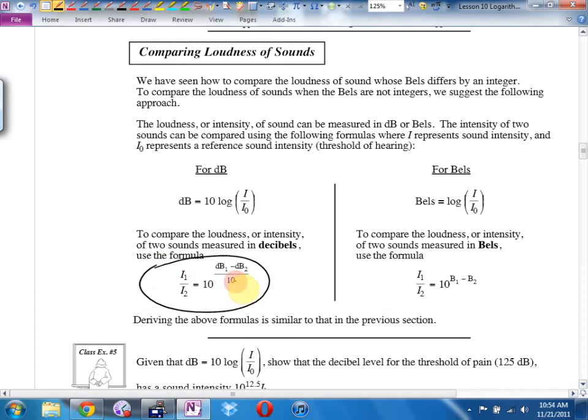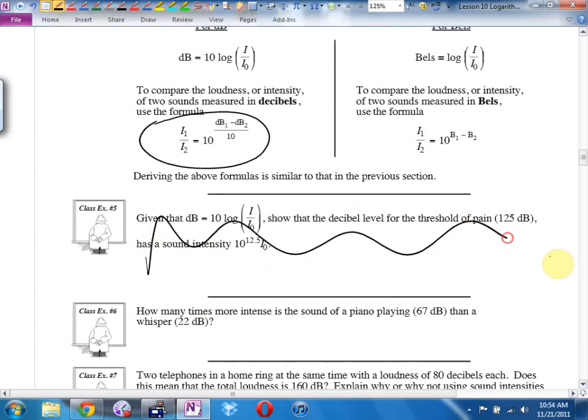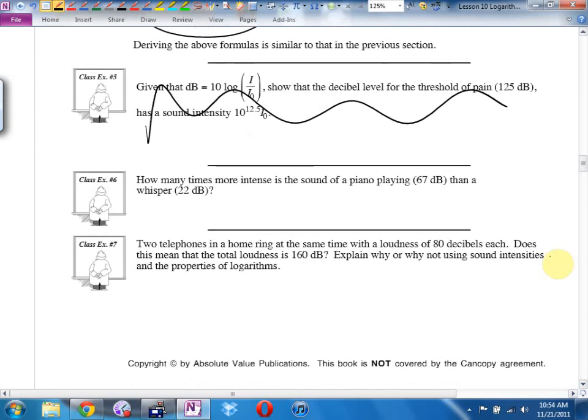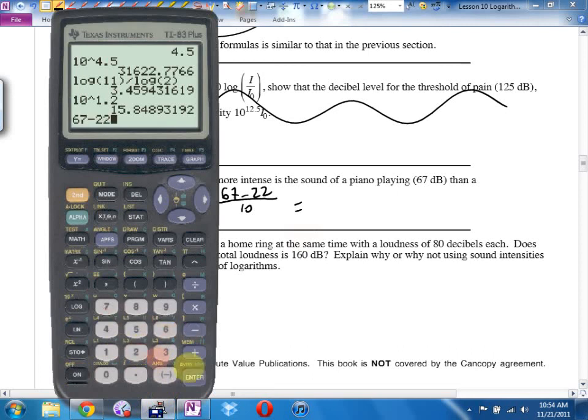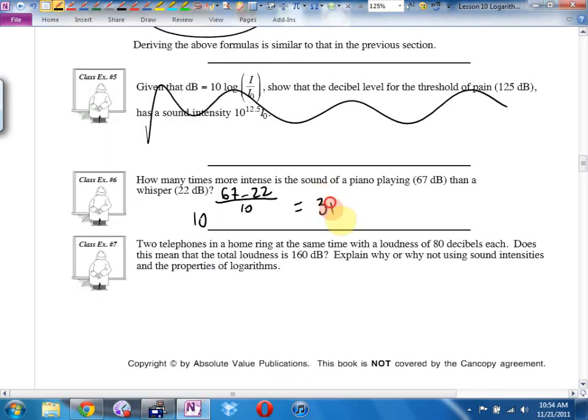Skip example 5. Example 6. How many times more intense is the sound of piano playing than a whisper? Well, 10 to the 67 minus 22, but you've got to divide that by 10. That's how many times stronger. It's going to be 10 to the power of 4.5. 31,623 times as strong. A piano is 31,623 times as loud as somebody whispering.